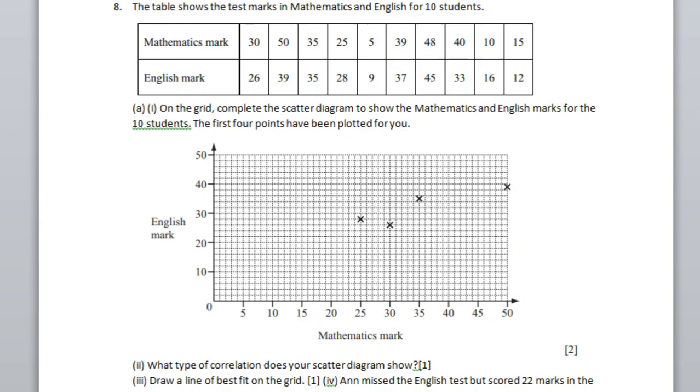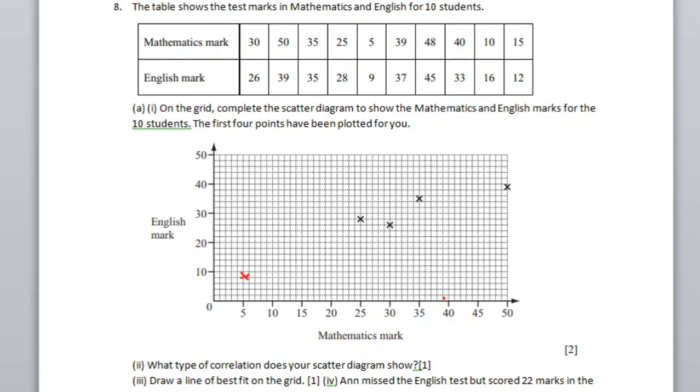Question number 8. On the grid, complete the scatter diagram to show mathematics and English marks for 10 students. The first 4 points have been plotted. So we have to plot the remaining points. So first 4 are done. So next one is 5, 9. 5 is here and 9 is half a block underneath 10. Okay. Next we have 39, 37. So 39 will be here and then 37.